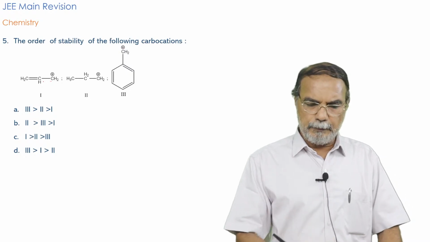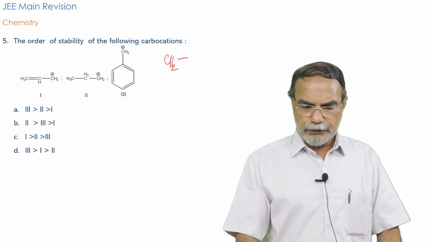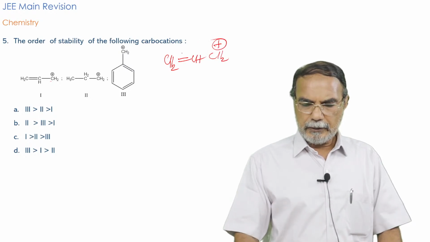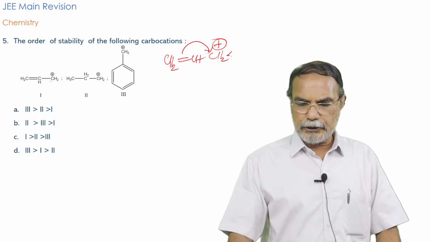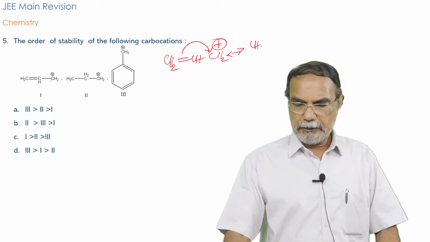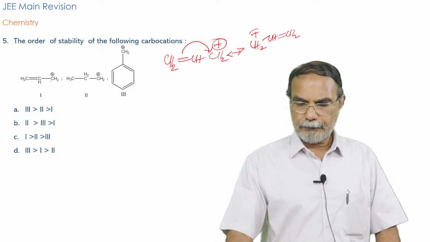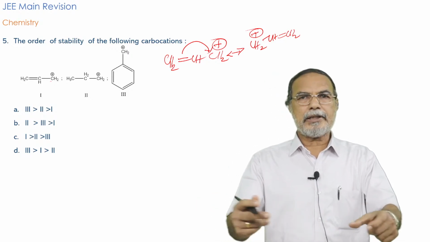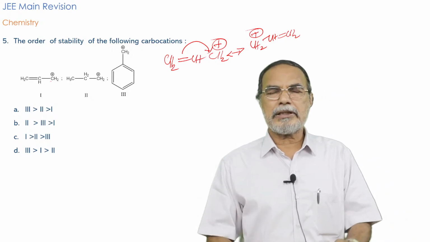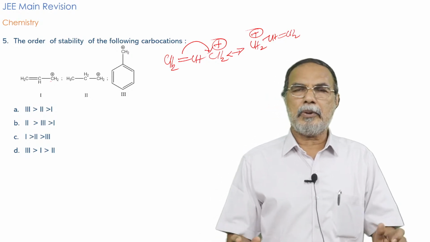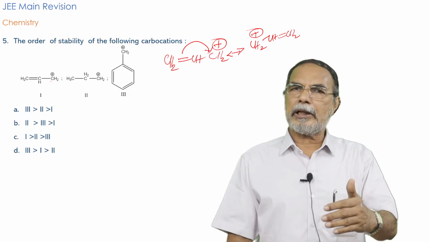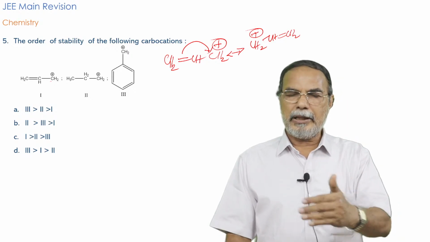But this ion, CH2=CH-CH2 plus, can have resonance stabilization like this: CH2 plus-CH=CH2. So you have two equivalent resonating structures, and that makes the resonance so important that the molecule is stabilized to a large extent. So the allyl carbocation is highly stabilized by resonance.